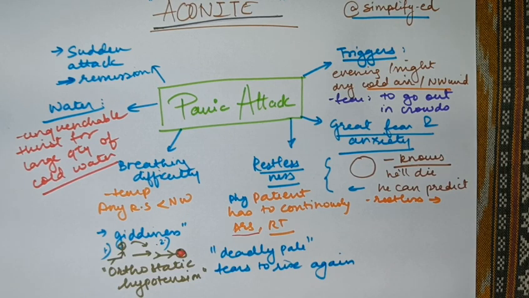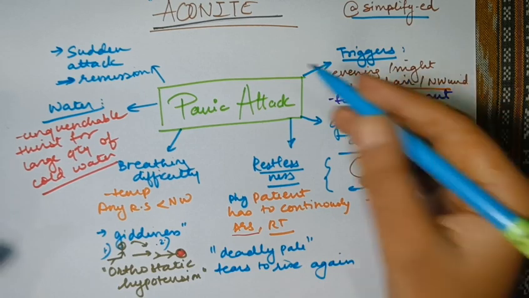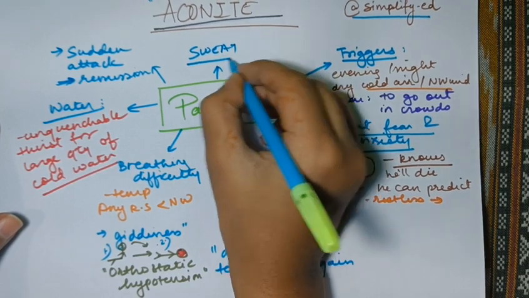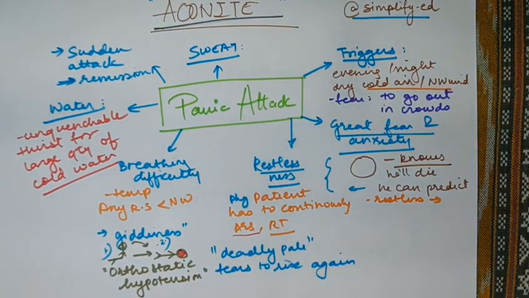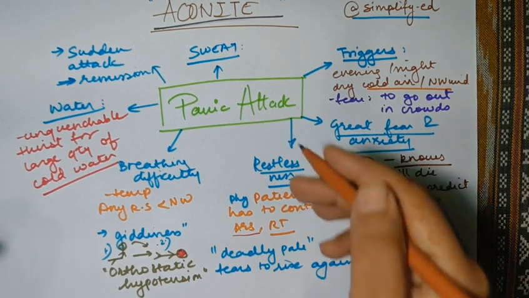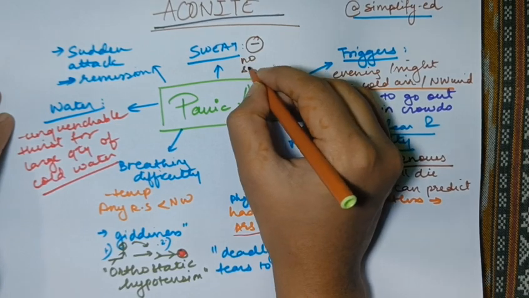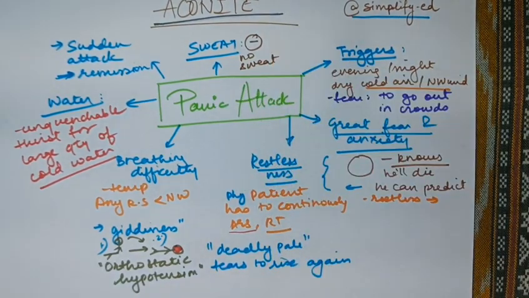Now, one thing, if you've seen somebody get a panic attack, is they also sweat a lot. Either the face is fully covered with sweat. That is all just parasympathetic responses. But here we see there is absence of sweat. So this is a negative symptom, no sweat.